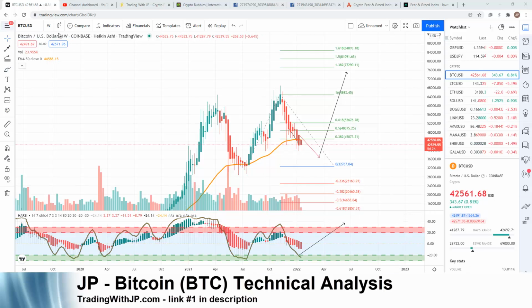So first I am looking at the weekly time frame. So I want to get a bigger picture or bigger idea of what's going on in the market. So I want to look at a bigger time frame rather than a smaller time frame.